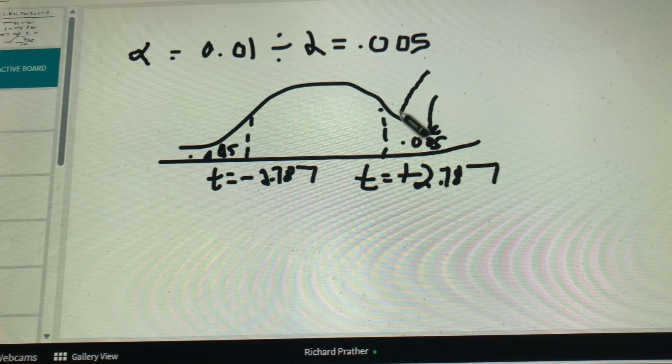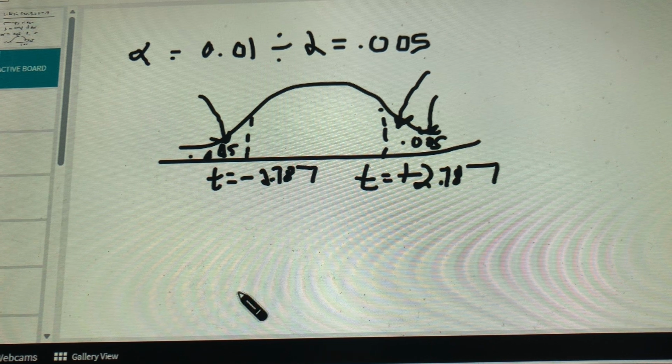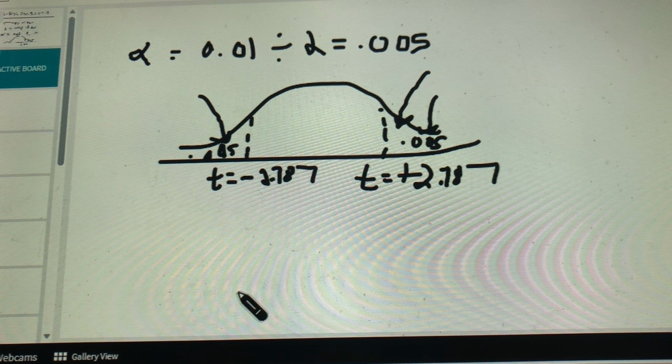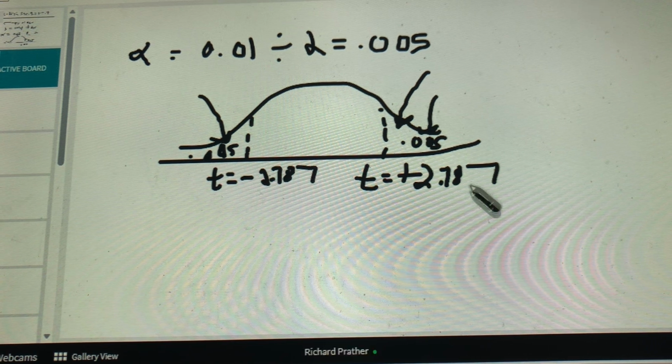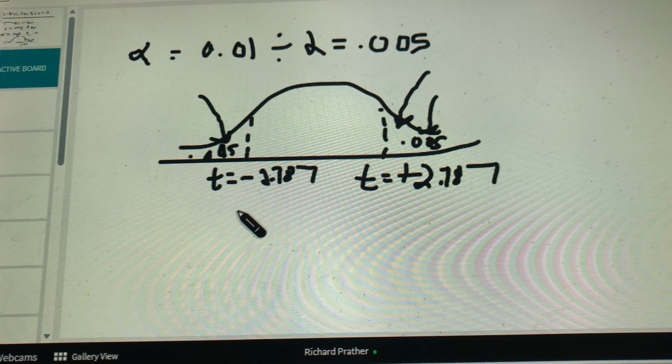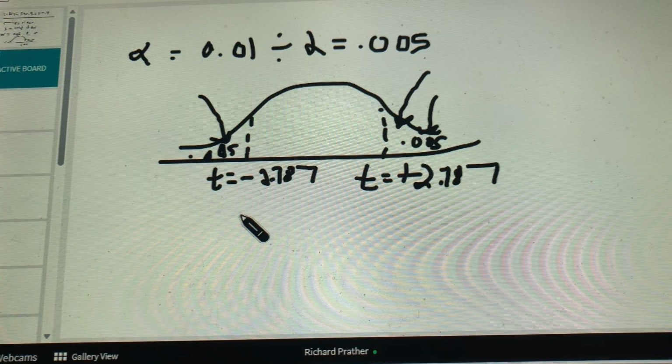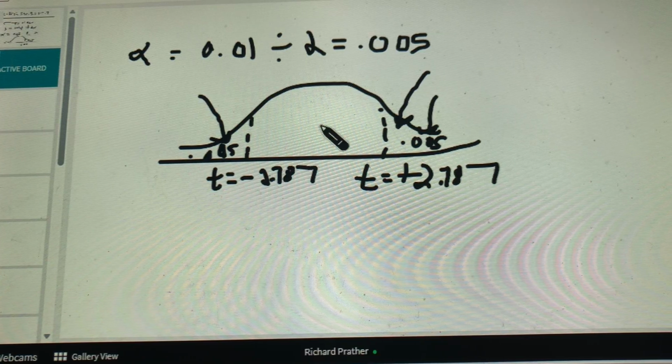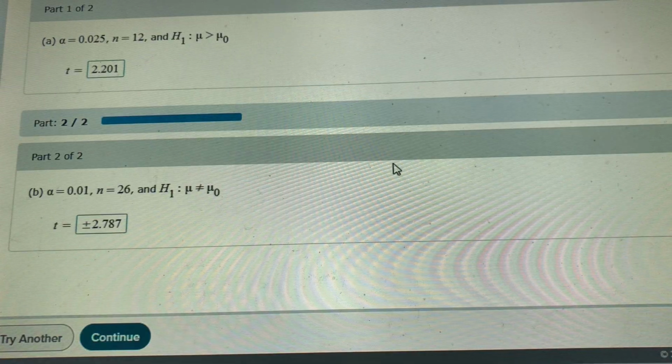If you land in one of these two tail regions, which are called the critical regions, or some people call them a rejection region, if you get a test statistic that's greater than 2.787 or less than negative 2.787, then you're in the critical region and you reject the null. But if you land in the middle portion of the graph, then you don't reject the null because that's not an unusual area to land.